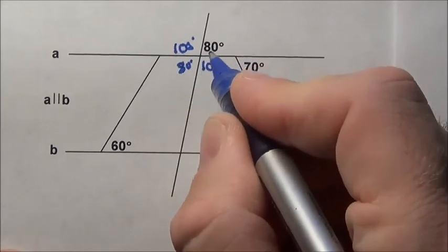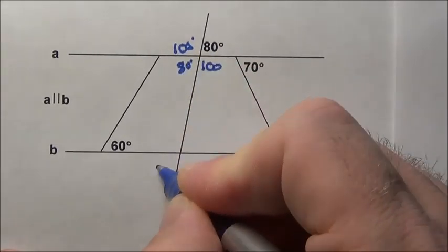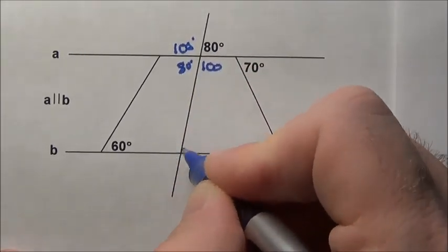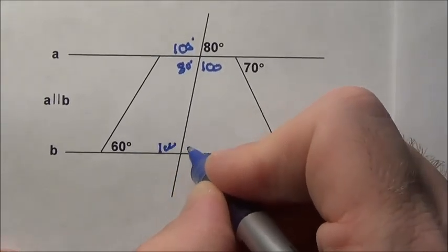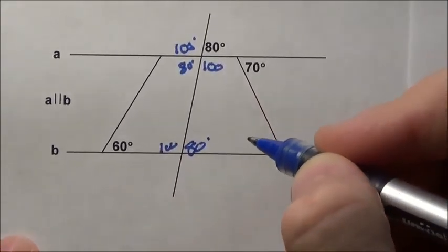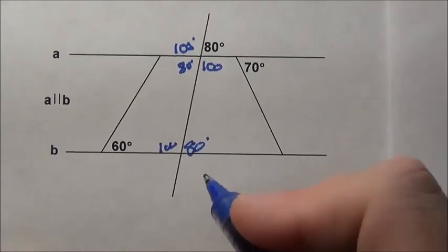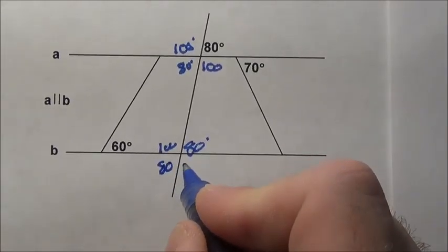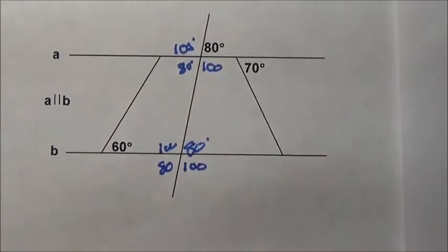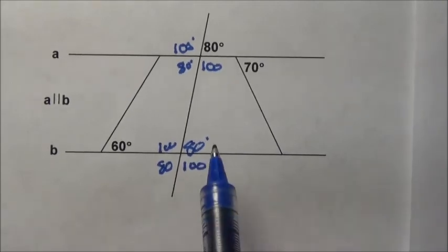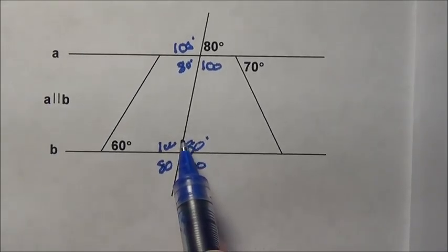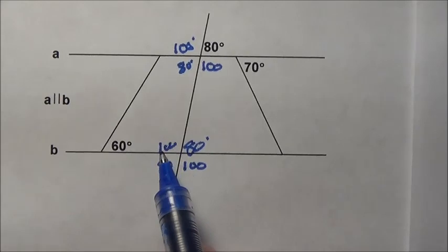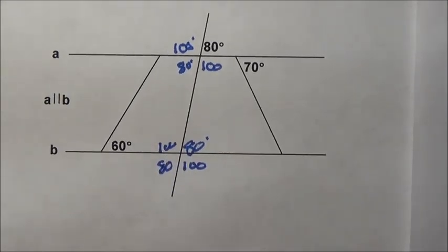Now I can pick all these up, slide them down the transversal, and put them where the other parallel line is. So that's going to be 100, 80, 80, and 100. And then you can even make sure it makes sense to the fact, hey, that's an acute angle, so it is the 80. That's an obtuse angle, so the 100 makes sense there.